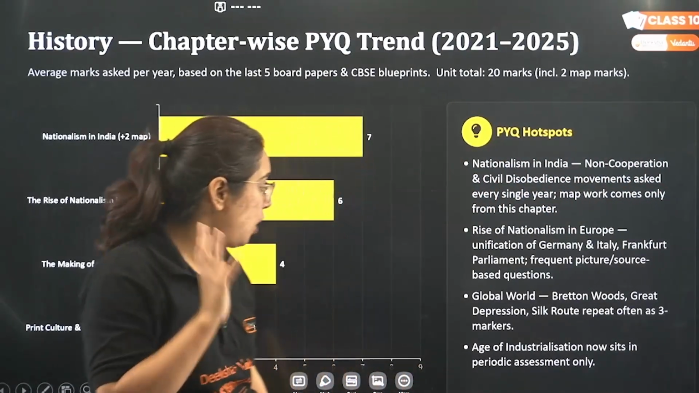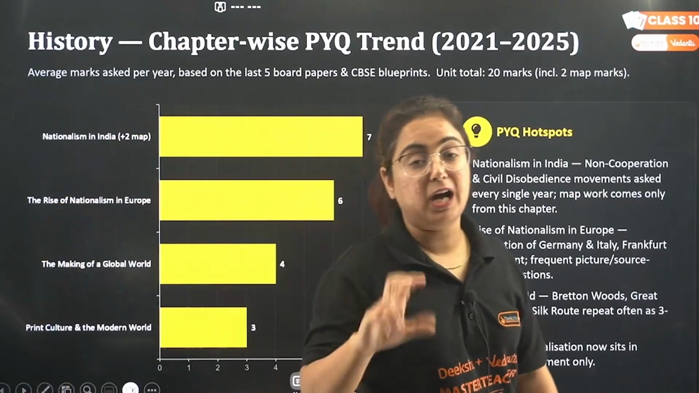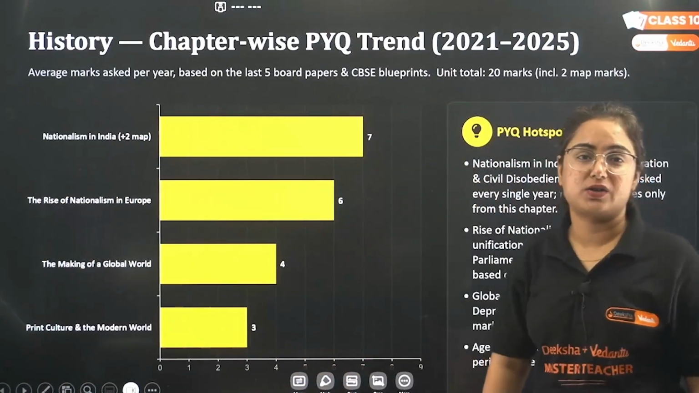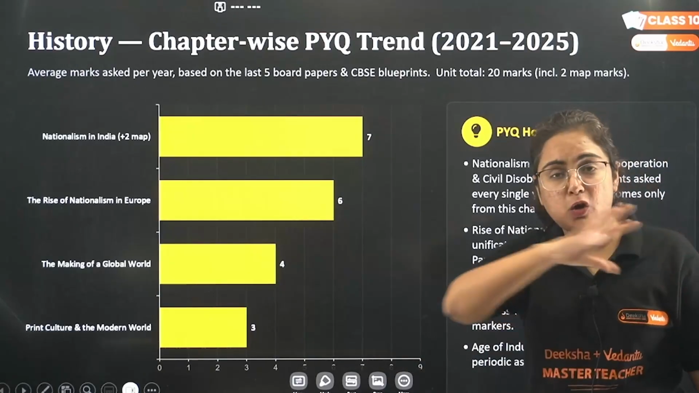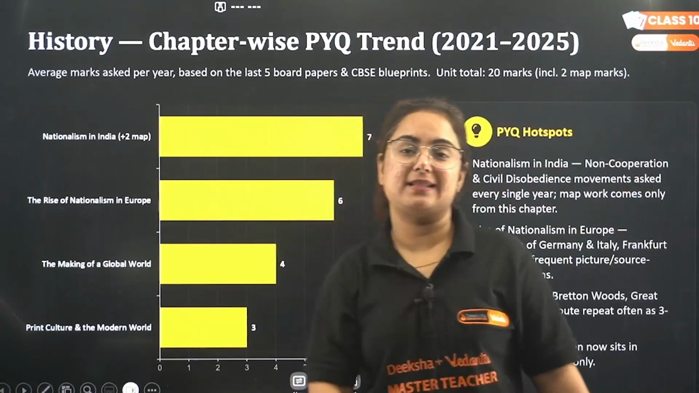Print culture is a long chapter, but we are sure about which topics will come. How? By analyzing the previous year questions. Age of industrialization, not to study, don't waste your time, because it is merely for internal assessment.